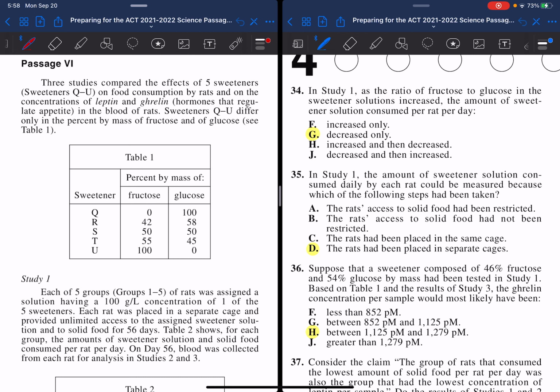This is the science passage number 6. If you know the particular question you want to look at, go click in the description or on the slider and go right to it.